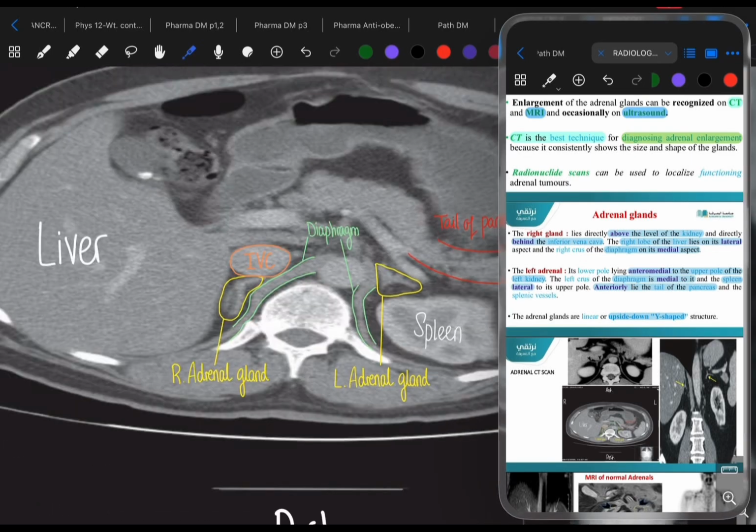So it's behind the inferior vena cava. We said behind the inferior vena cava, this is the inferior vena cava, and this is the posterior part of it. Posterior to it we have the adrenal gland. The right lobe of the liver lies on the lateral aspect of the right crus.